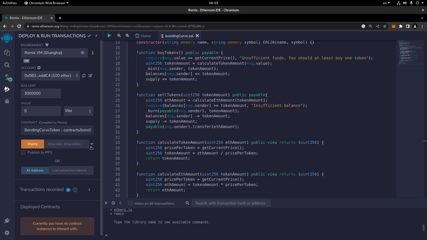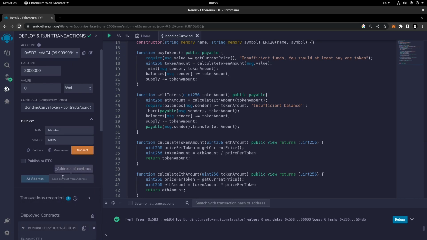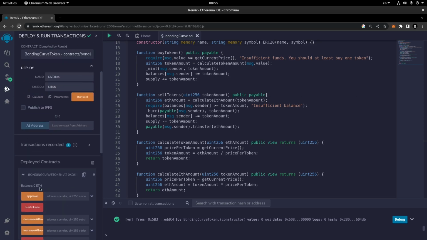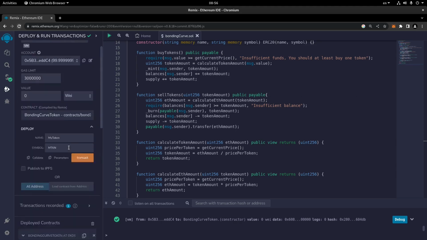Now what we need to do at first, just as always, is enter the name and the symbol of the token. So for example, I can say my token or any other name that you like. You can enter MTKN for the symbol. Let's transact here, and at the beginning we need to fund the contract in order for it to have some ETH amount to pay us when we want to sell the tokens.